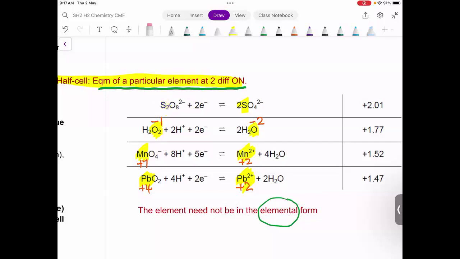Actually, I'm wrong here. It's the oxygen here. Never mind, that is too complicated. All right, so let's move on.